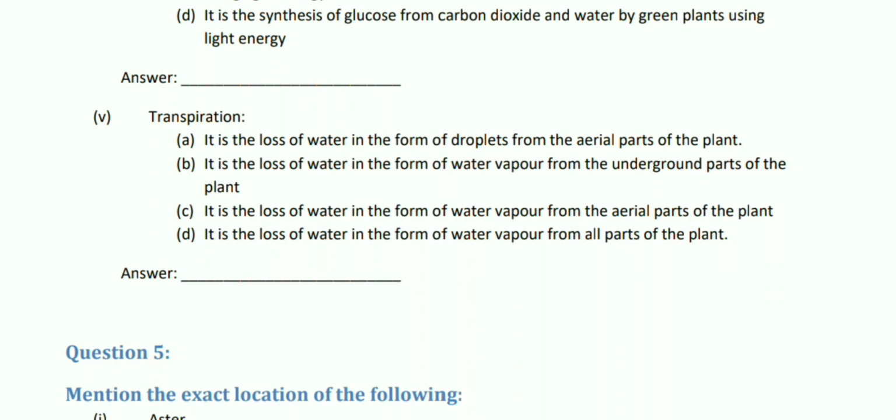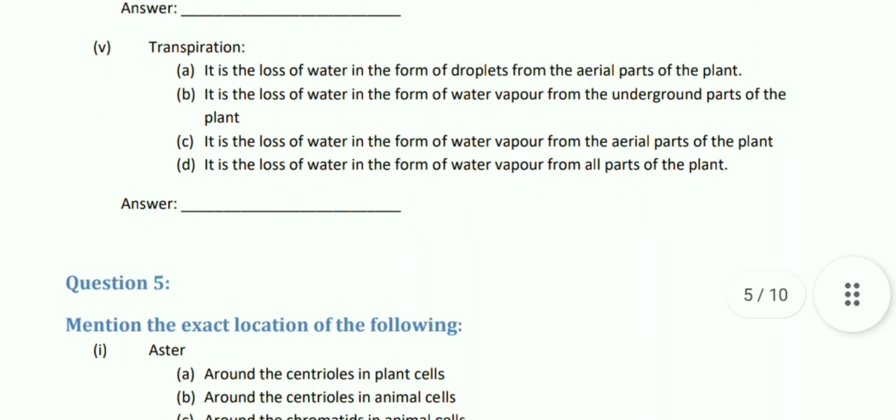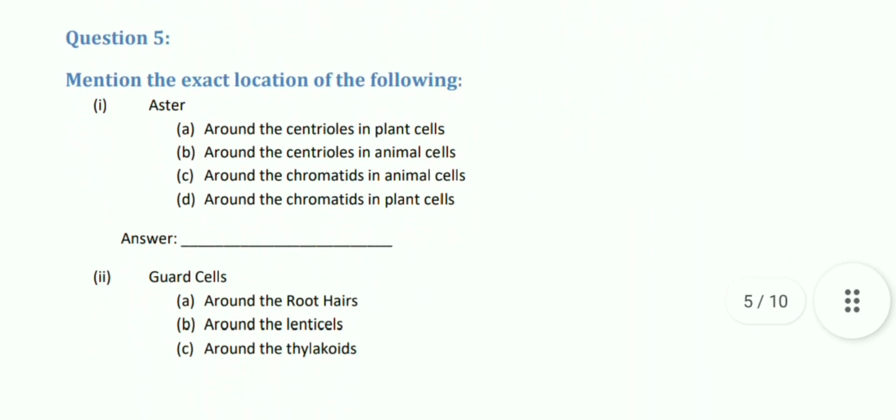Transpiration. Well, again, it is loss of water in the form of water vapor, not water droplets. Water vapor from the aerial parts of the plant. Option C. Again, you can see how the examiner is confusing here with the other options. It's quite fun, actually. Maybe not. Anyway, question 5.